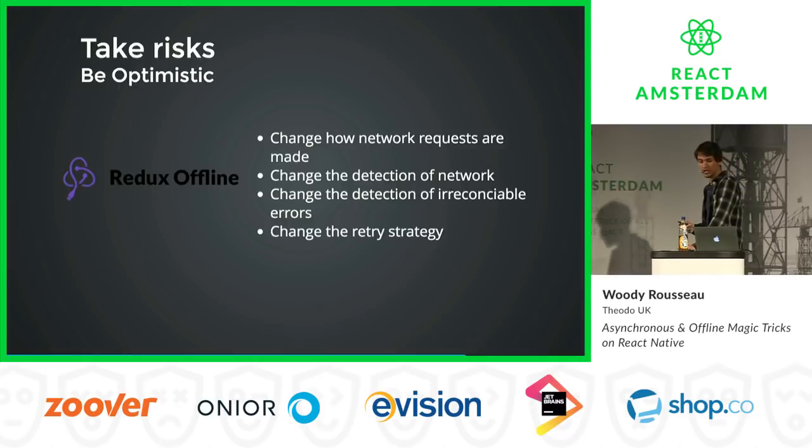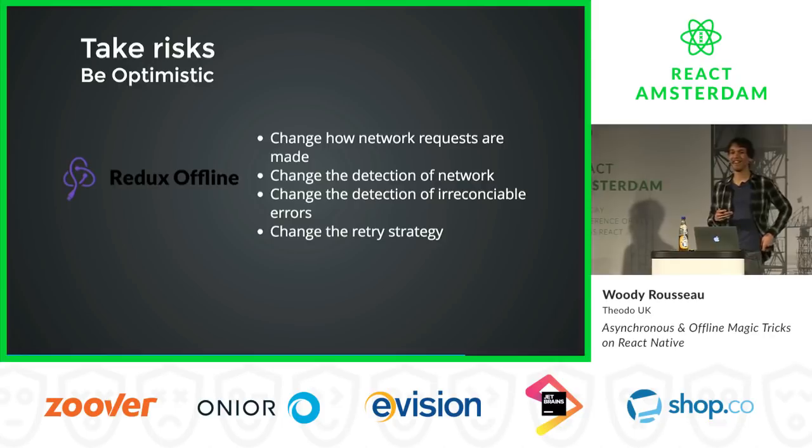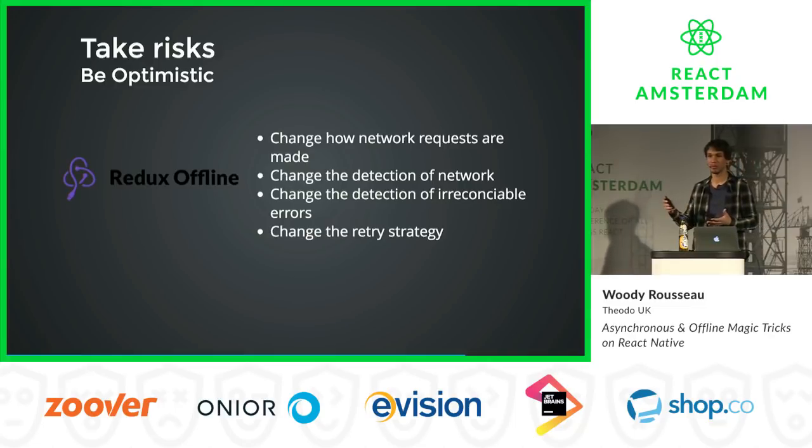You can also change the detection of, I can't pronounce that word, errors. And the idea is that if the server answered with something that shouldn't be retried, it's that kind of error, and you want then to skip the retry strategy that Redux Offline does by default.